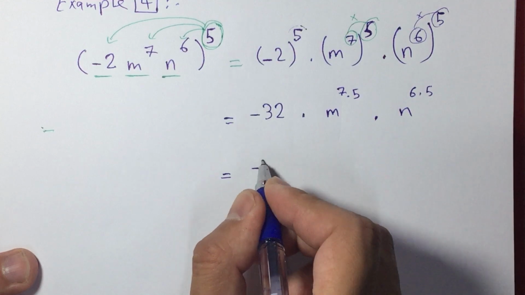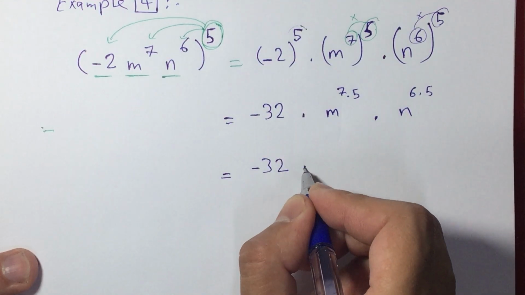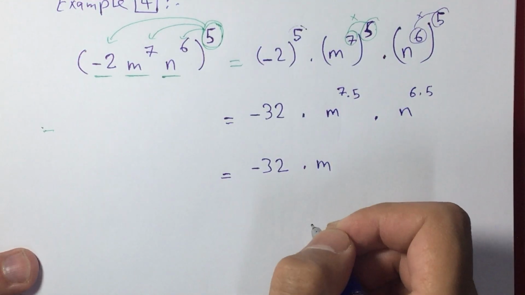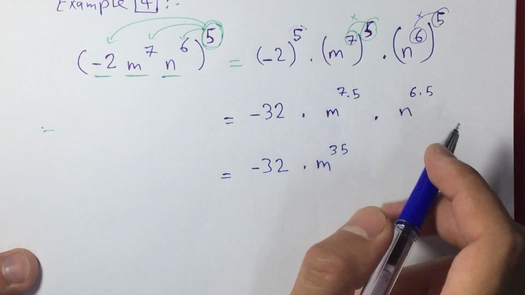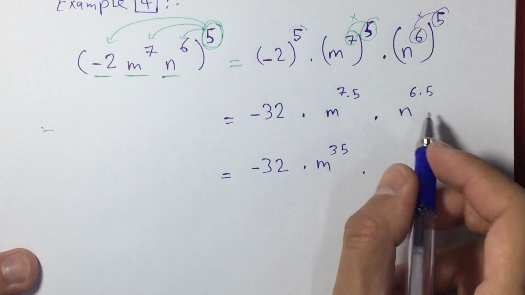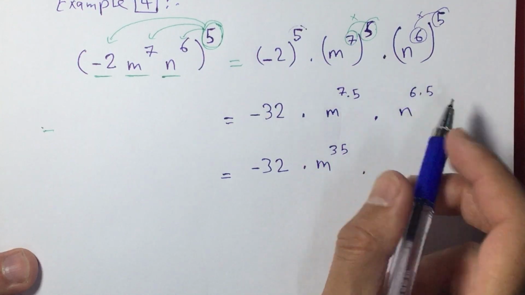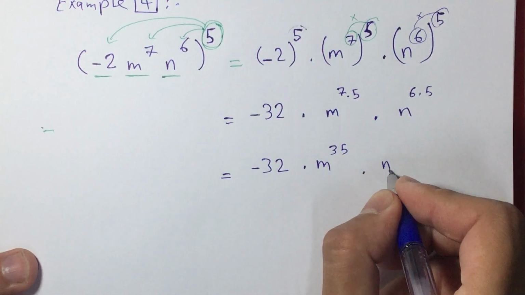Okay, we can simplify more than that by writing the answer. That will be negative 32 times m to the power of how much? Of 35, 7 times 5, times n to the power of how much? 6 times 5 gives you 30.